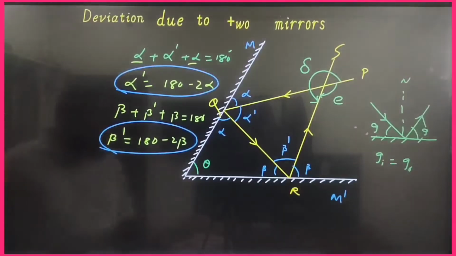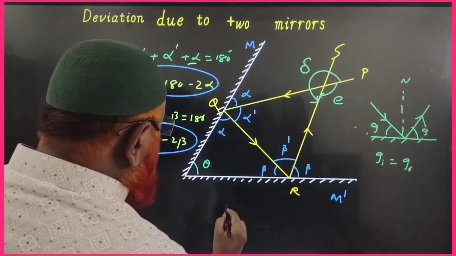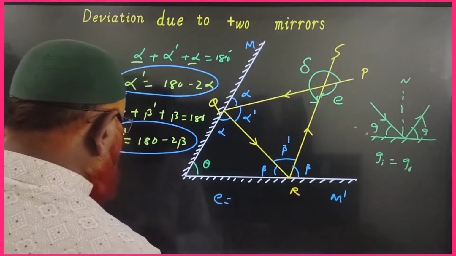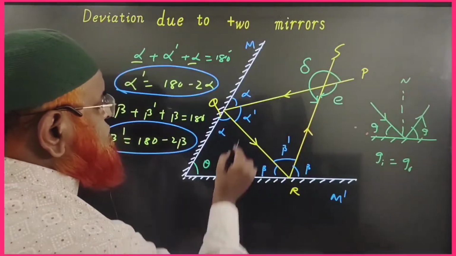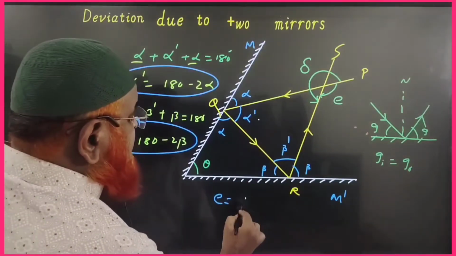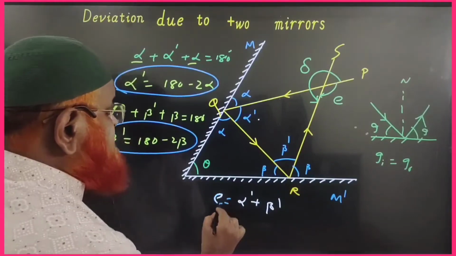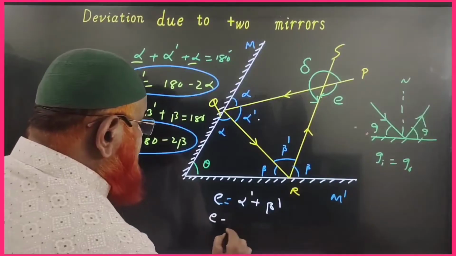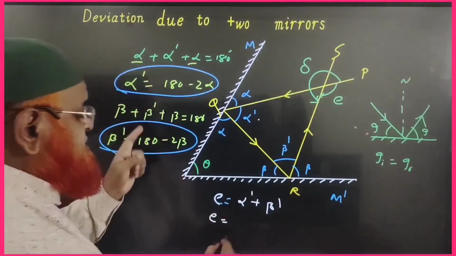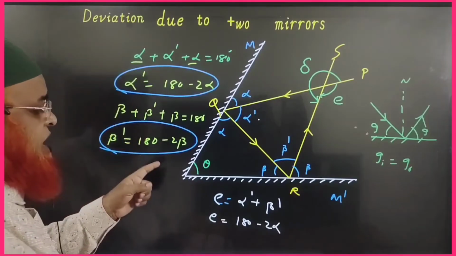Now, one more thing we have to understand is that this exterior angle is equal to the sum of the interior opposite angles, that is alpha dash plus beta dash. Exterior angle is equal to the sum of interior opposite angles. Therefore, you take the exterior angle. Alpha dash can be taken as 180 minus 2 alpha.